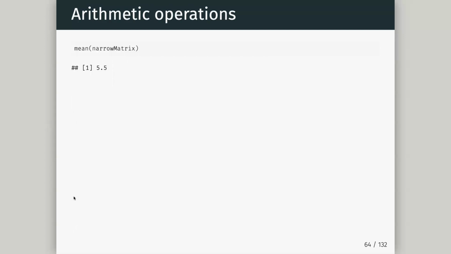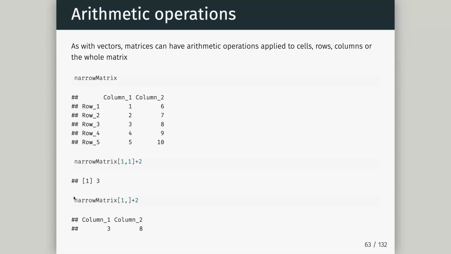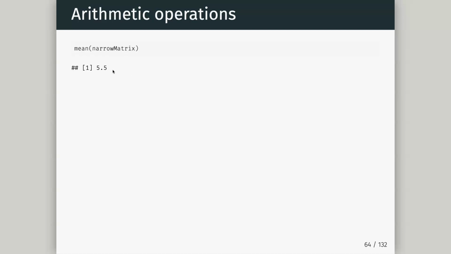Or I can apply an arithmetic function here, the mean average, to the whole matrix, and give me the mean of the whole matrix. I don't need to turn it into a vector. I don't need to subtract anything or index anything. It will just take the whole matrix, work through it and give me the mean.